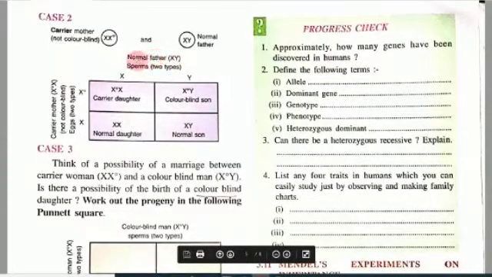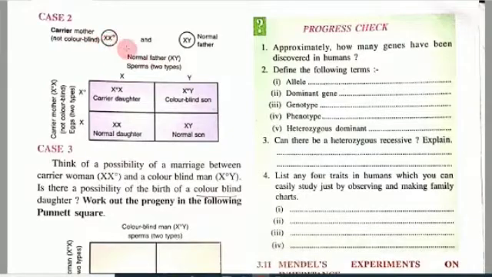Second case of color blindness: carrier mother XX dot and normal father married. See the progeny: carrier daughter, normal daughter, color blind son, normal son. So of 4 progeny, one daughter and one son have color blindness. The other 2 are normal, a normal daughter and a normal son.